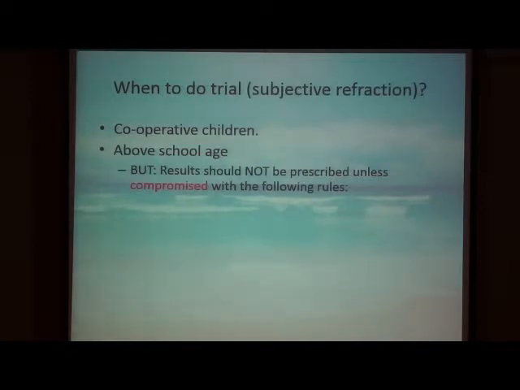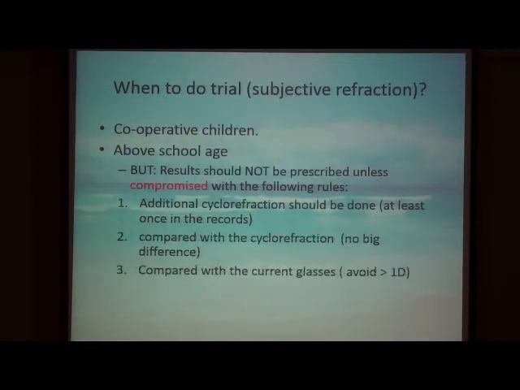But the result of subjective refraction should not be just prescribed as is. We should do something more important here: the cycloplegic refraction. So we do the subjective but still do cycloplegic refraction, then compare the two results, and try not to have a significant difference between the two measurements. And of course, if we have an associated disease like strabismus, I will alter my numbers accordingly. For a patient with esotropia and hyperopia, I give higher numbers than usual.